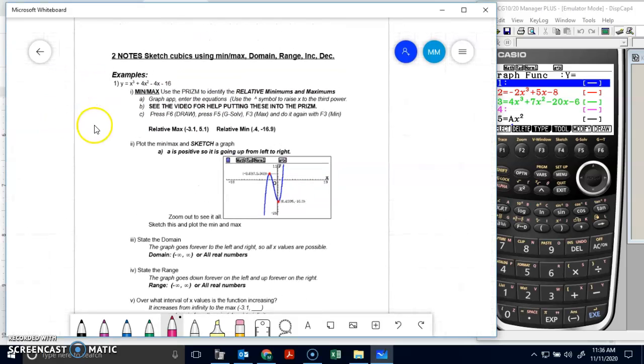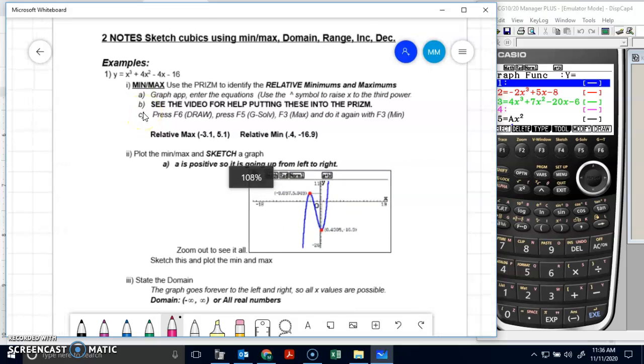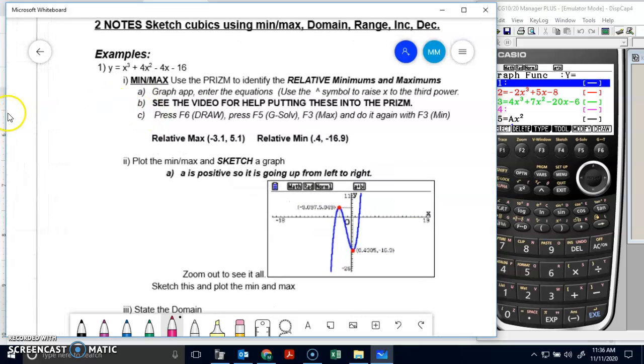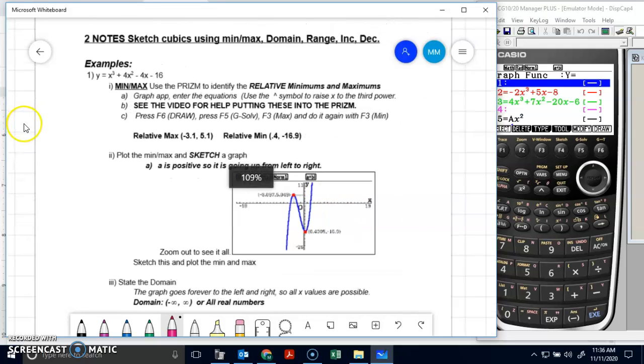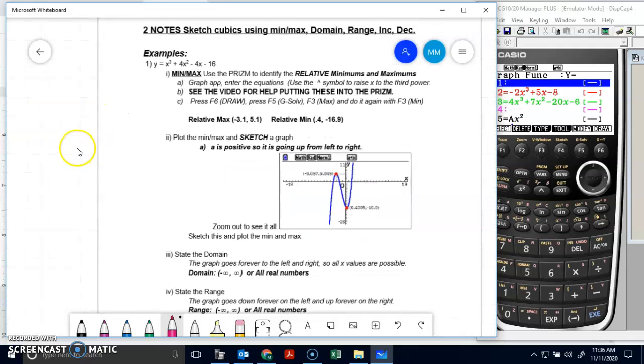This is the lesson for Thursday, 11/12. We're taking a look at doing the same thing we did yesterday with parabolas, only we're going to do it with x to the third. So let's just talk quickly about x to the third.